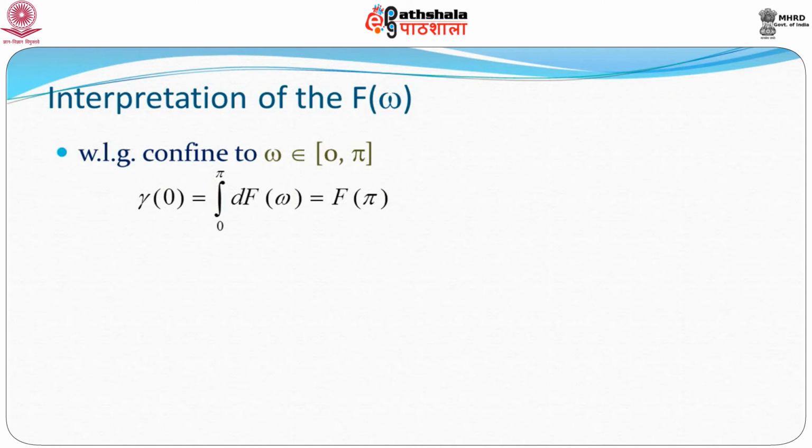In that case, gamma naught becomes 0 to pi, because we are taking h equal to 0 here. So, the exponential term is not here. So, we have dF omega, and that would give us F pi, because F naught is going to be 0, and this would account for the total variability of x t. So, what does F pi give you in this case? It gives you the total variability of the process.